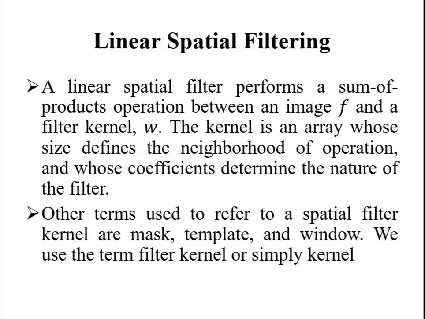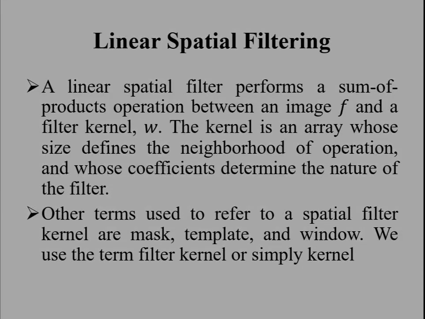Then, what is linear spatial filtering? A linear spatial filter performs a sum of products operation between an image f and the filter kernel w. The kernel is an array whose size defines the neighborhood of operation and whose coefficients determine the nature of the filter. Other terms used to refer to a spatial filter kernel are mask, template, and window. We use the term filter, kernel, or simply kernel.